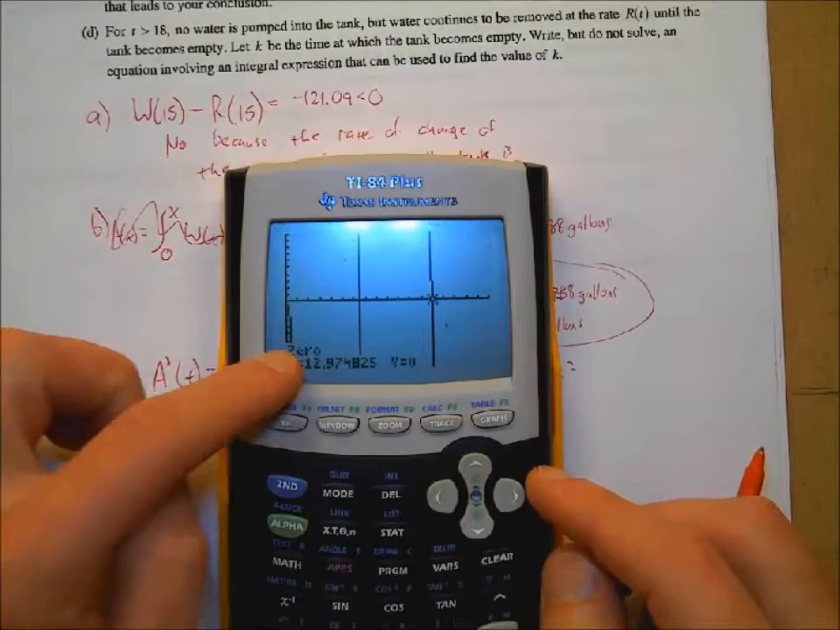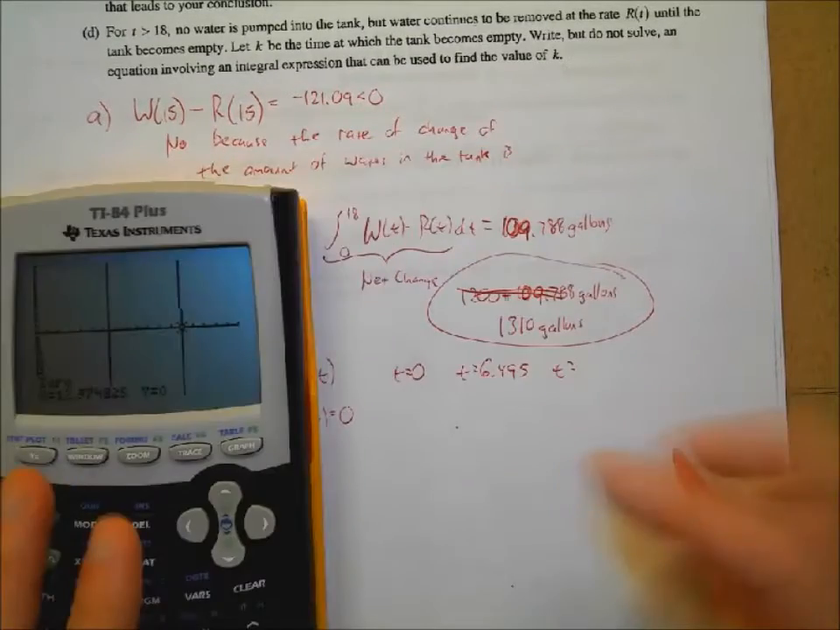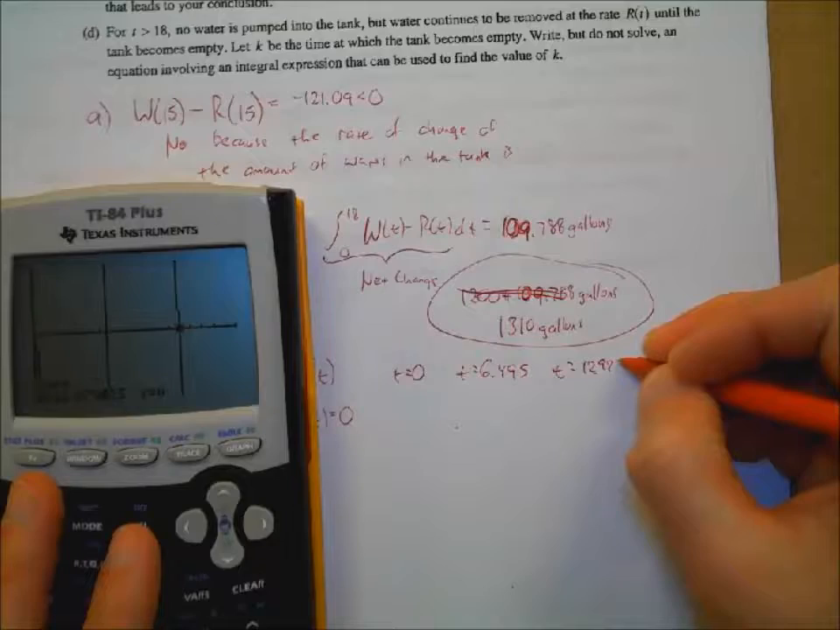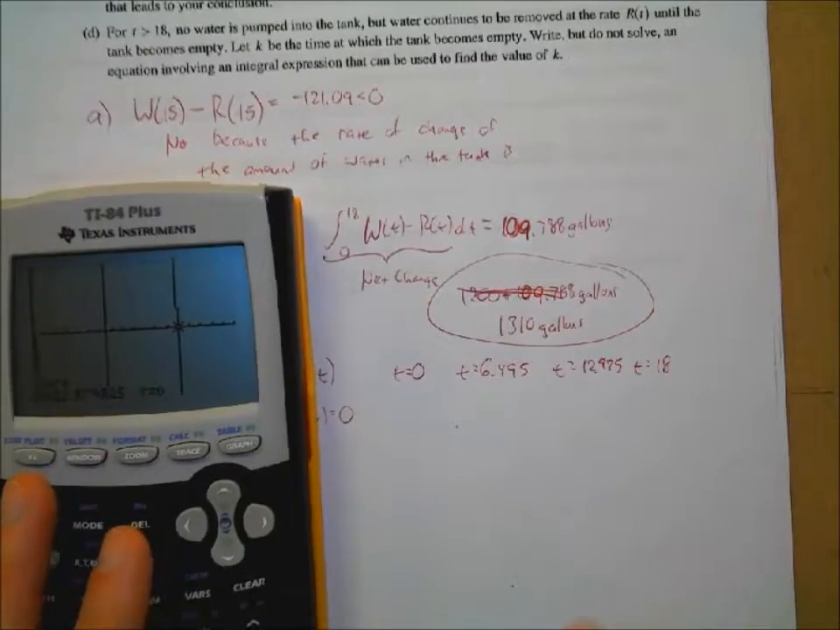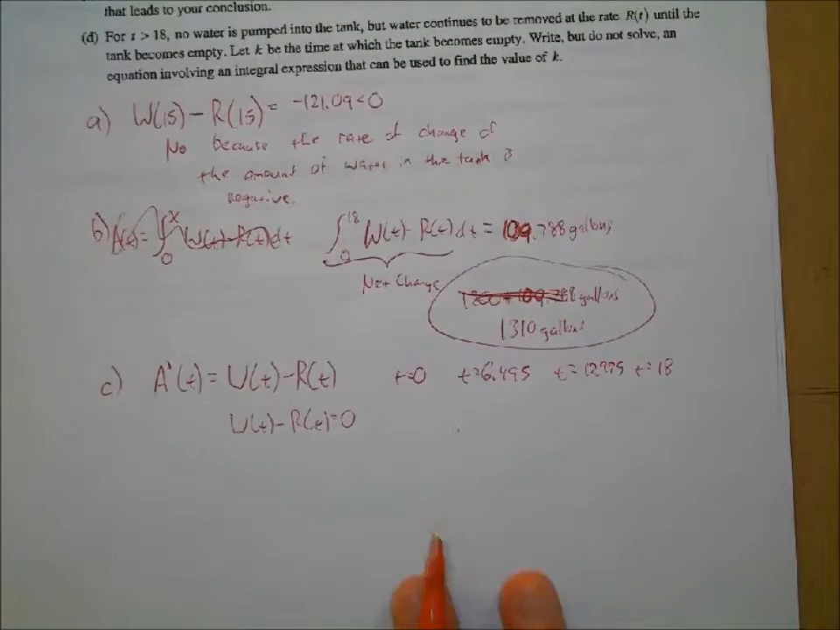And you get 12.975. And then T, of course, is 18, which is your other one. Okay?